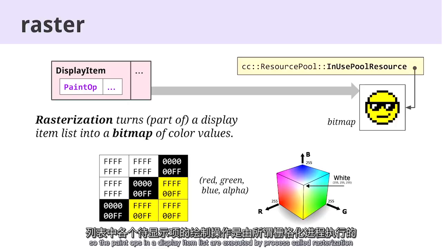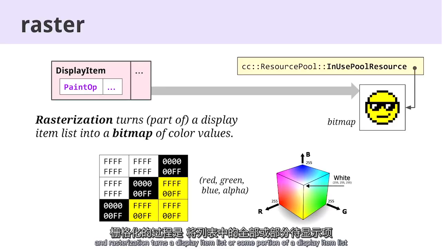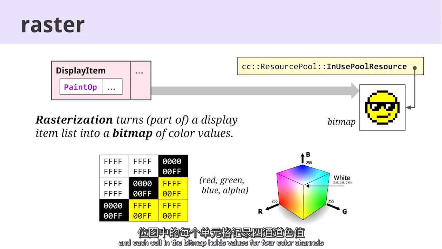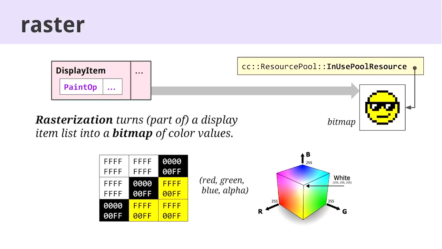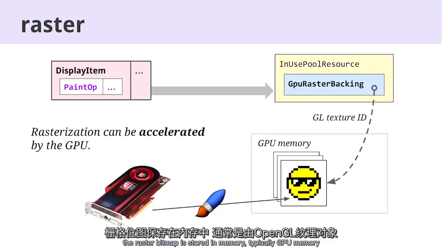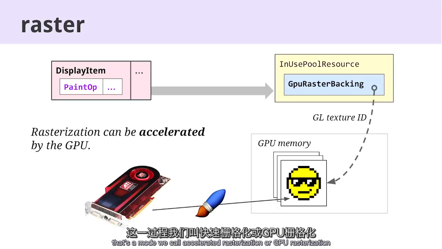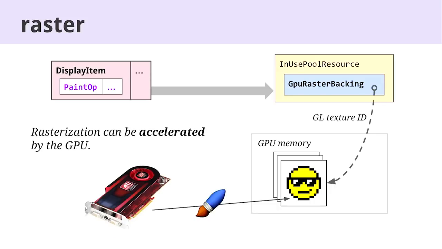So the paint ops in a display item list are executed by a process called rasterization. And rasterization turns a display item list, or some portion of a display item list, into a bitmap of color values. And each cell in the bitmap holds values for 4 color channels. The rastered bitmap is stored in memory, typically GPU memory, referenced by an OpenGL texture object. The GPU can not only store the output, but it can also run the commands that produce the bitmap, and that's a mode we call accelerated rasterization, or GPU rasterization. Keep in mind, so far these pixels are just in memory, so they're not on the screen yet.